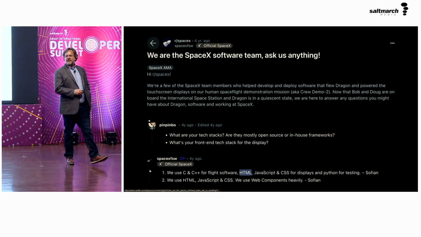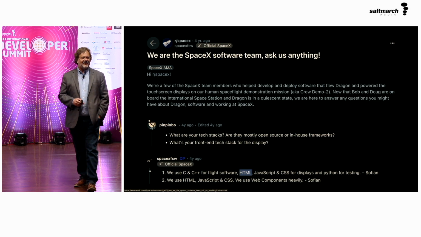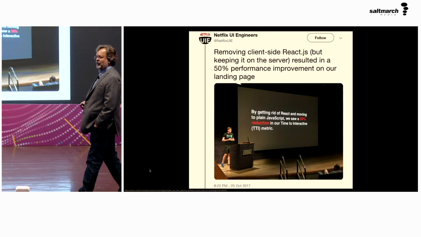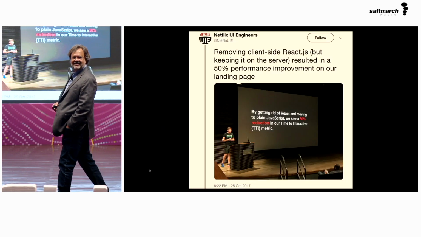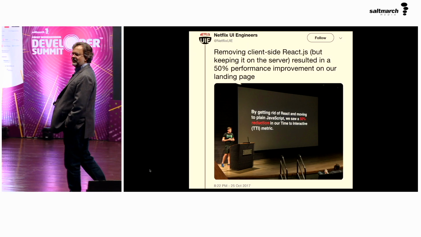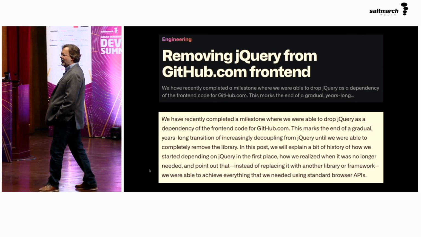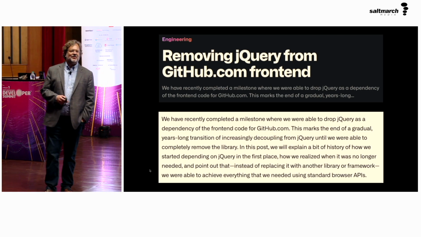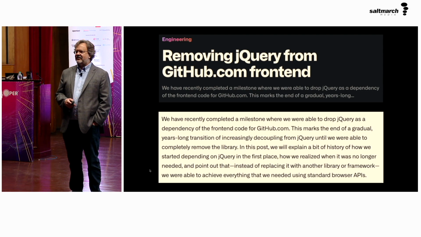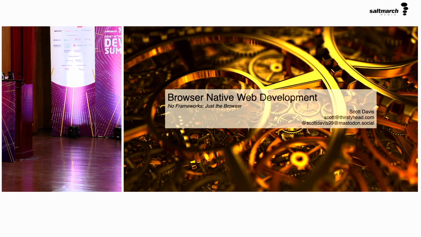What else did we learn? We learned that astronauts are flying to the International Space Station using browser-native tech. We learned that if you watch Netflix, you should experience a 50% performance boost because they're using browser-native tech. The next time you're on github.com, revel at how fast it is, because this is a website that has dropped jQuery for browser-native web technology. And that, my friends, is browser-native web development.